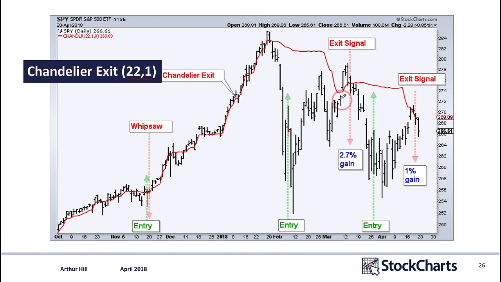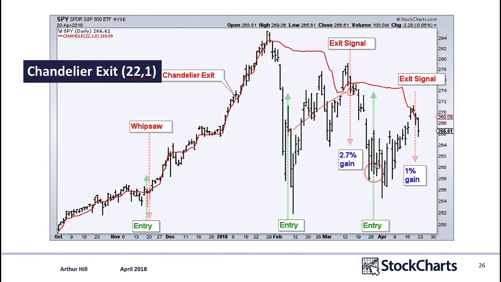So you can see here we moved above, and so then it was possible to have an exit signal. And the exit signal triggers when you close below the Chandelier Exit. So here we moved above it, and then we closed below. We had a cross from one close to the other below the Chandelier Exit. So that's your exit signal, and you would have had about a 2.7% gain on that trade.